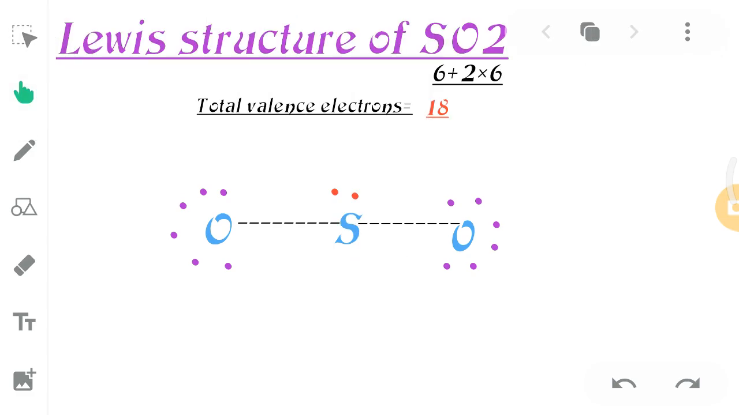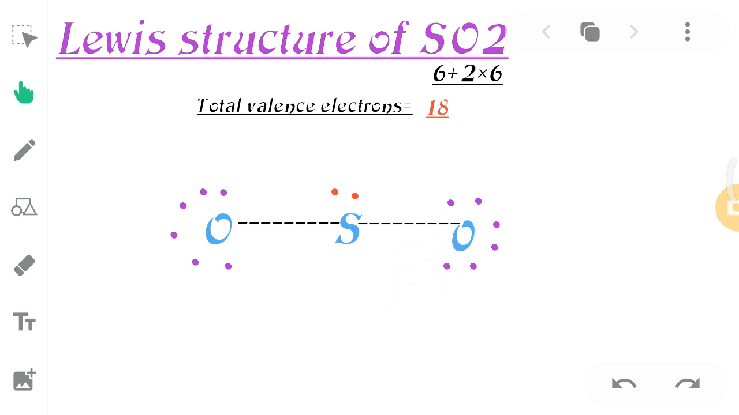I'm almost done, but I have to make sure that all the other atoms satisfy the octet rule. This oxygen does. It has 8 electrons around it. This oxygen does. It has 8 electrons around it. Let's see if my sulfur has 8 electrons. 1, 2, 3, 4, 5, 6. That's not 8. That's only 6.